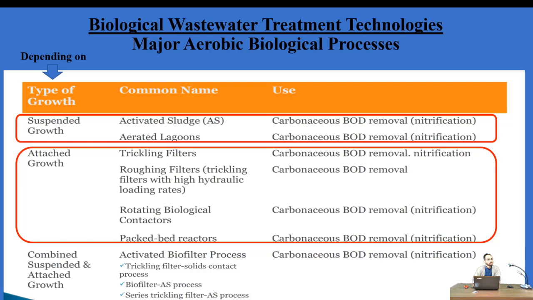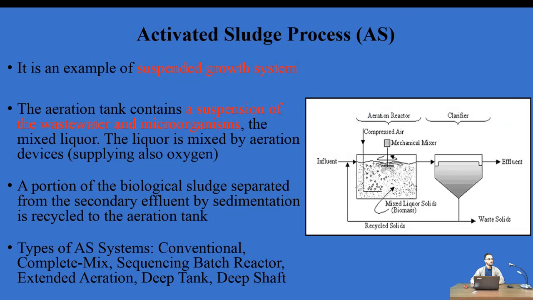The third group is a combination of the two types of growth, suspended and attached growth. The two processes could be merged or combined in one treatment for more removal of carbonaceous BOD and nitrification, such as biofilter and activated sludge, or a series of trickling filter and activated sludge, etc.